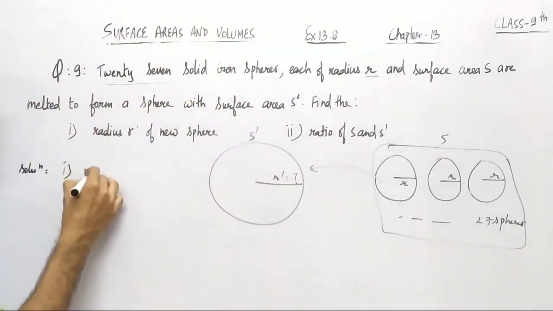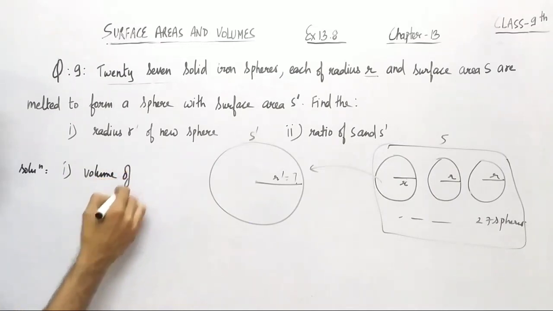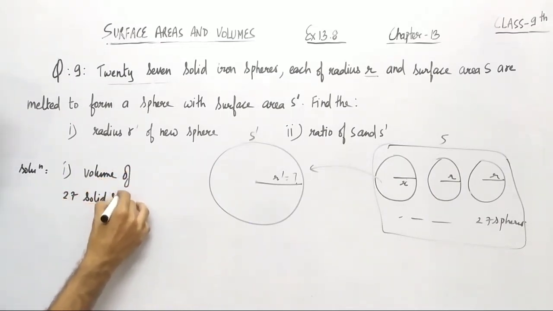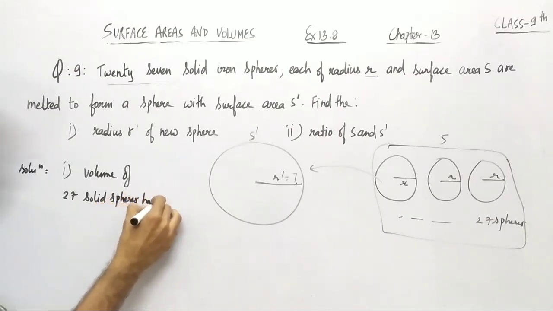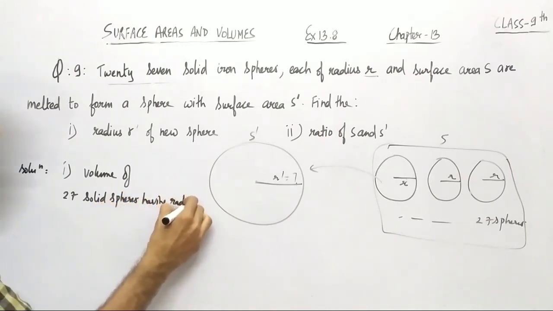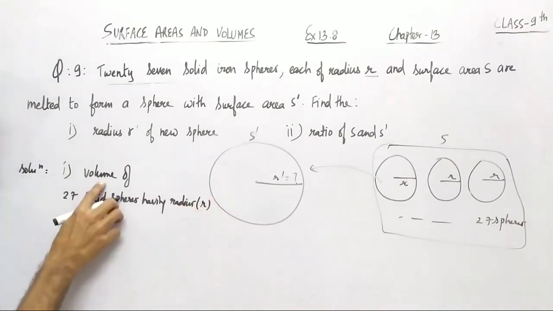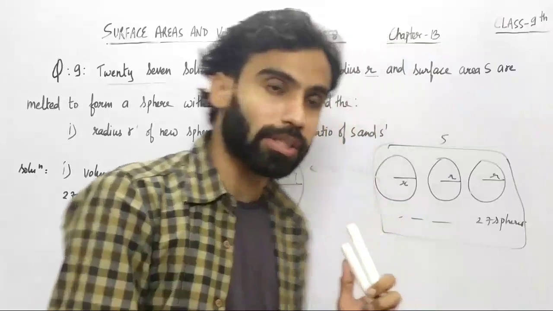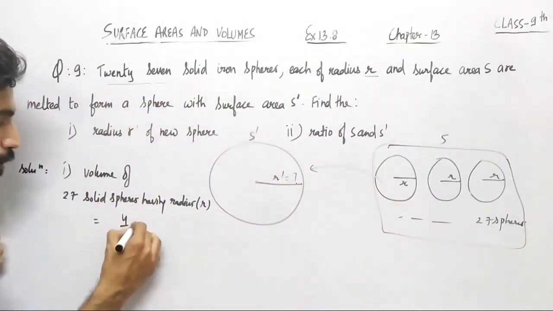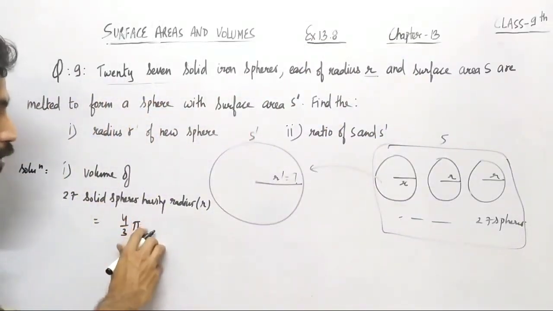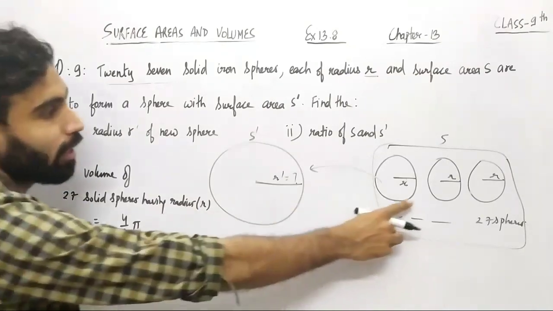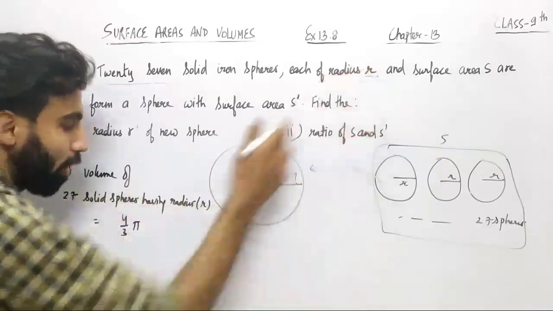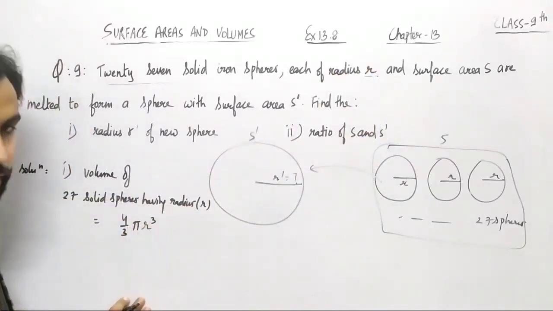So in the first part, if we talk about the volume of 27 solid spheres having radius r, so what will be the volume? हमें पता है volume of sphere जो है हम किससे count करते हैं? By the formula 4/3 pi r cube, right? So यहाँ पे radius जो मैं लूंगा, radius solid spheres की जो 27 solid sphere that is taken as r, right? So that will be as it is like this, right?